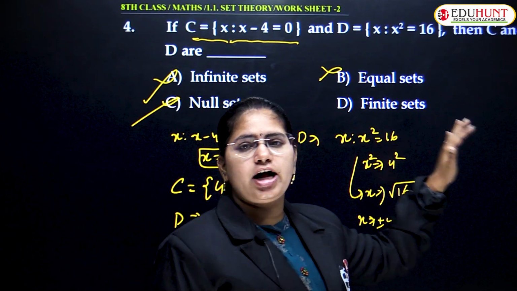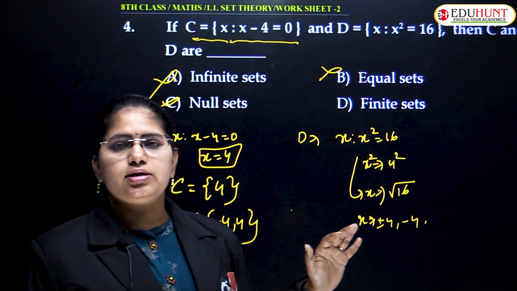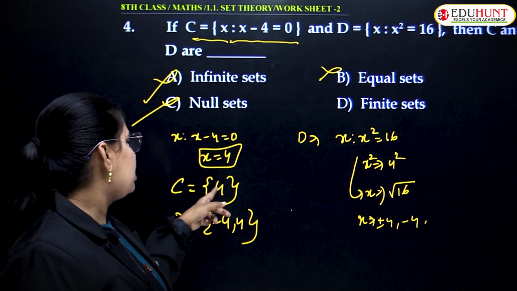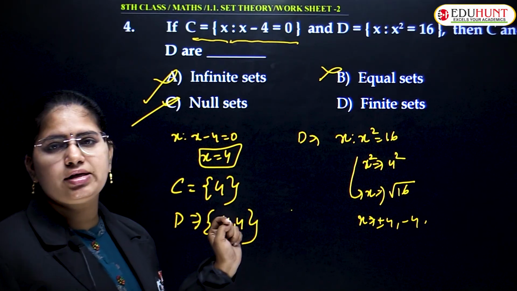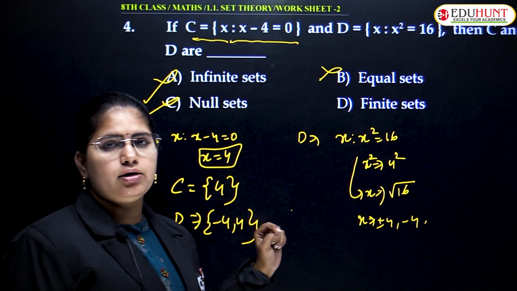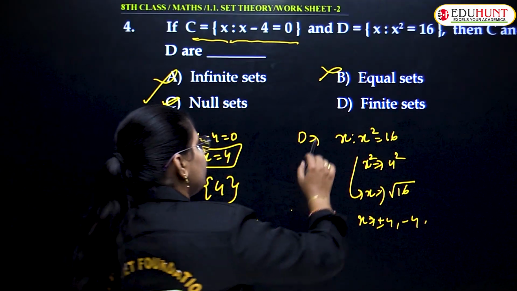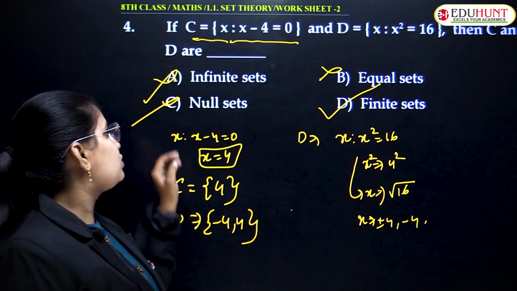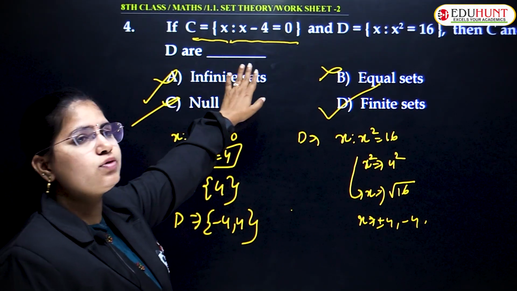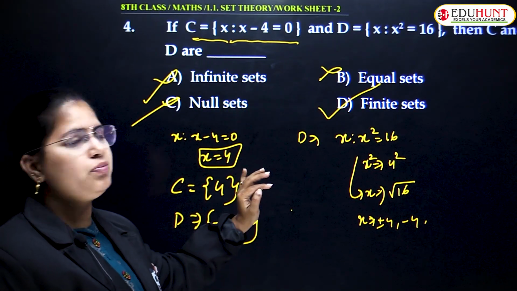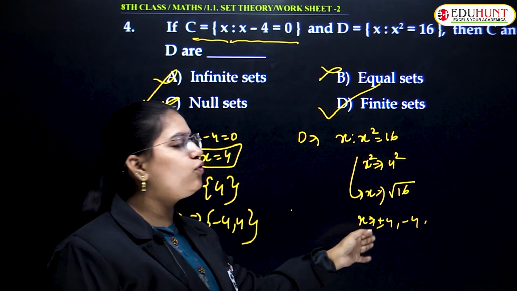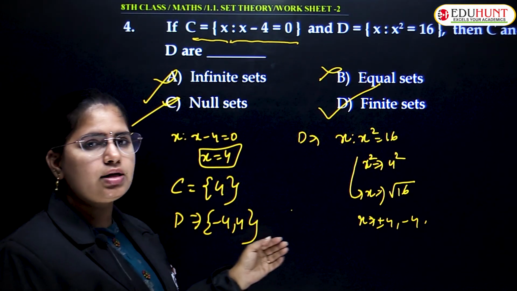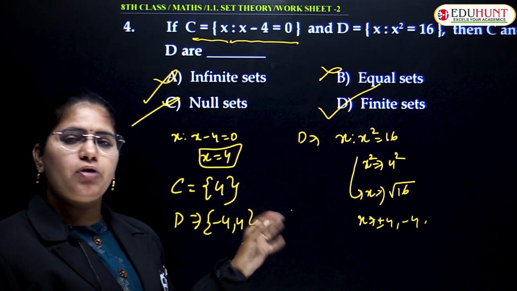But those are finite sets. Why? Because you can count the number of elements in the C and D options, right? Yes or no? So option D will be your answer. Did you understand? I just wrote x value is equal to 4 from the first set C, and x value can be 4 and minus 4 from the second set, right? So that is the reason I wrote that those are finite sets.